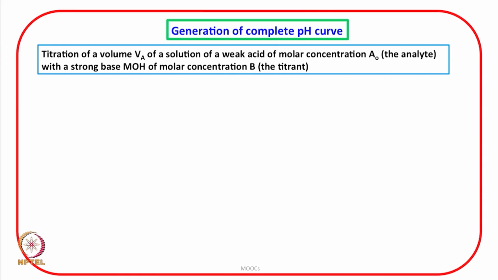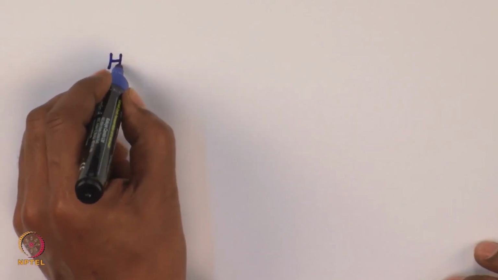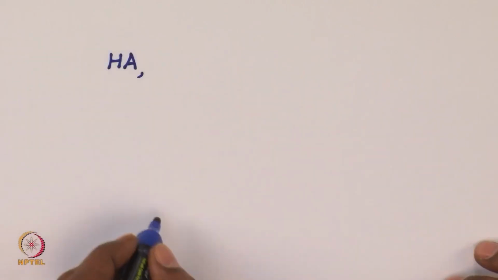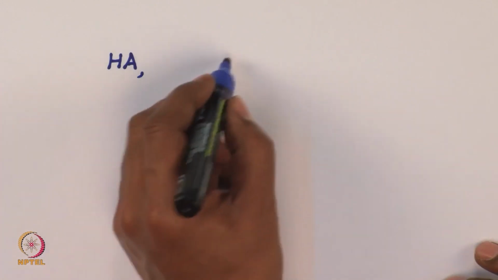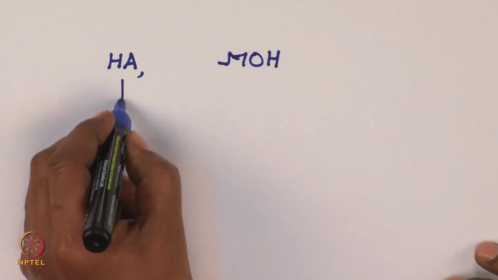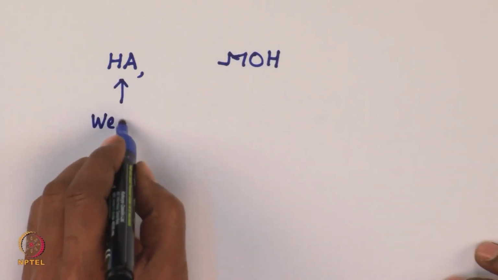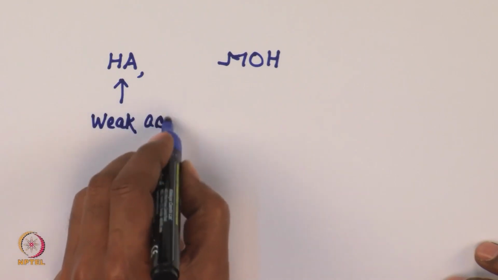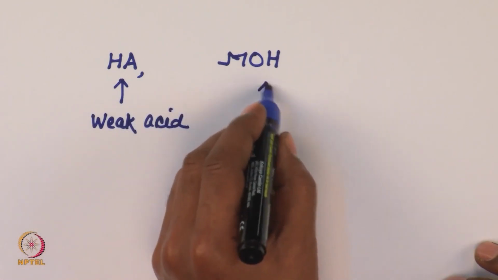So, obviously, we are talking about an acid. What is the acid? Let us represent acid by HA. This is our weak acid, and strong base we are representing by MOH. This is weak acid and this is strong base.